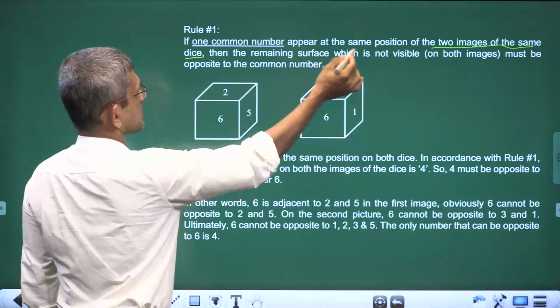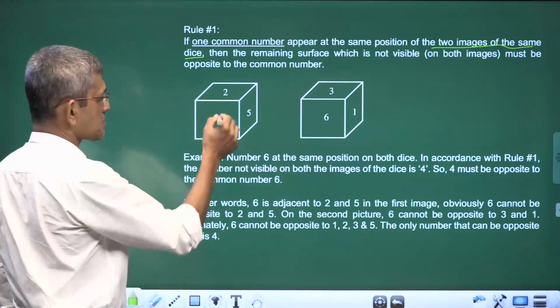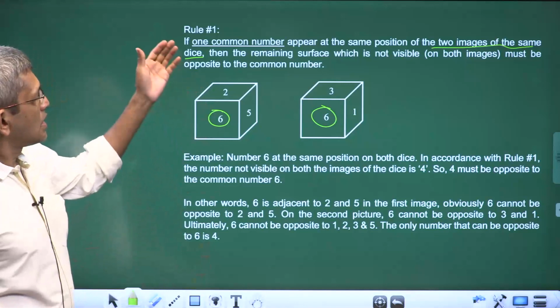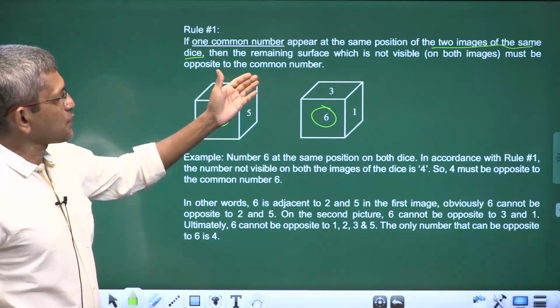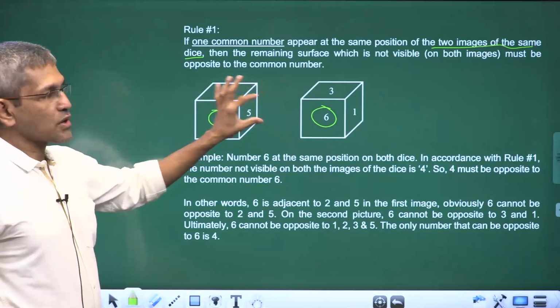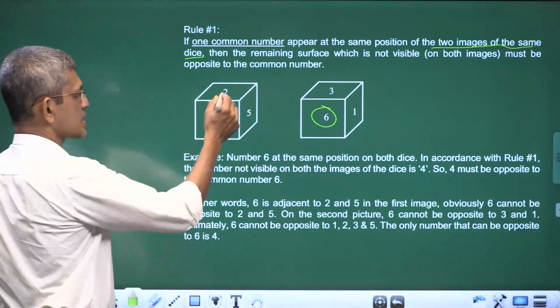The one common number appears at the same position here, which is the common number 6. Then the remaining surface, which is not visible on both images. So which is not visible on both images? Here we have 6, 2 and 5.